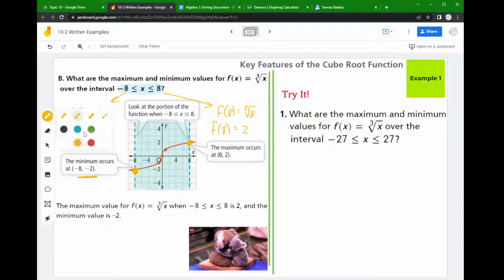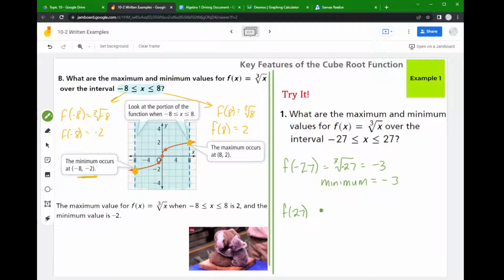All right, now to try it, I'm going to do it very similar to what I did with the yellow here. I'm just going to plug these values into the function. So the furthest left value is the negative 27 here. And so that's going to produce my minimum. So the cube root of negative 27 is negative 3. So that's a minimum of negative 3.